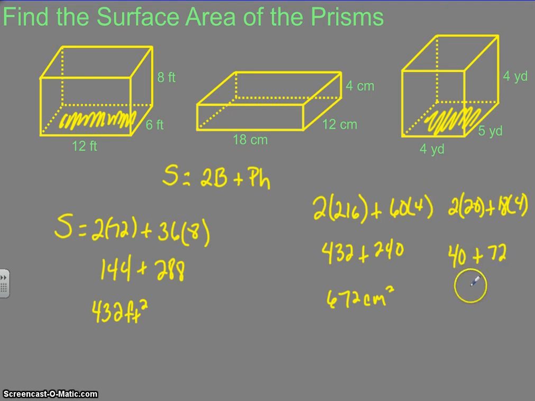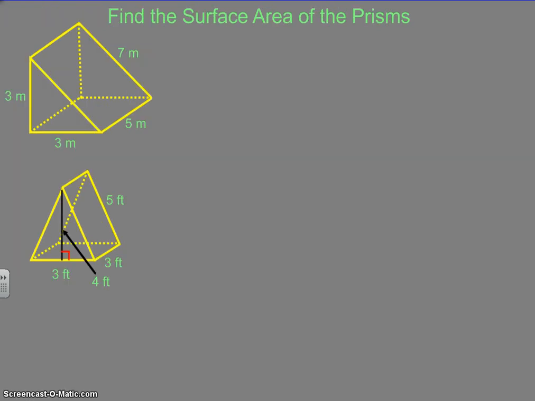Okay, 72 plus 40 is 112, and that is yards squared. Okay, that's the first set. Let's look at the next set of prisms. These are called triangular prisms because of the triangle that gives it its shape. So instead of a rectangular prism, we have a triangular prism. We use the same formula, but the formula's changed a bit because of the triangle.